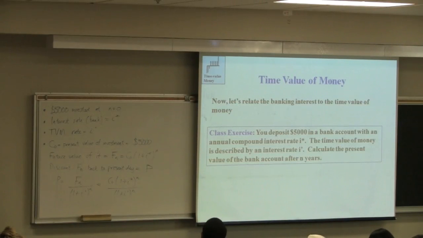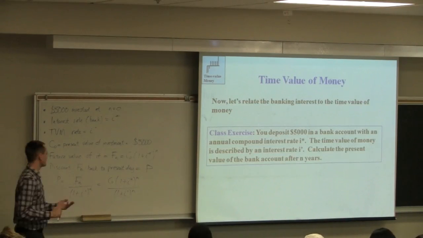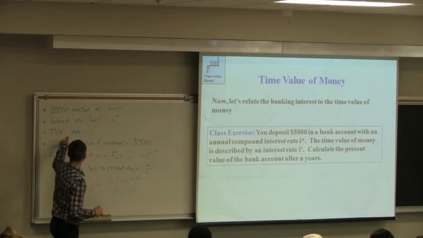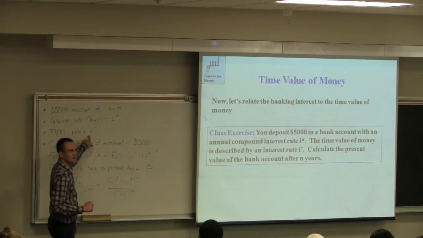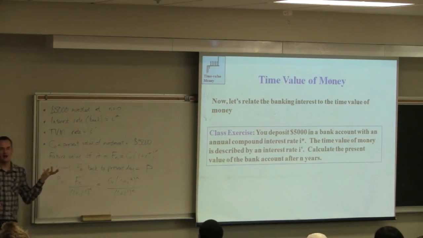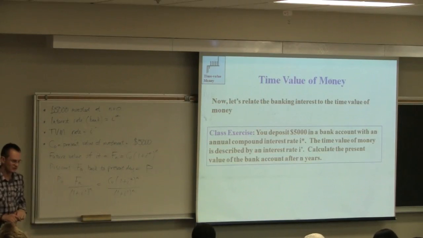Okay. So this equation is a nice indication of actually what the time value of money rate I dash is. If I dash is equal to I star, what's happened?